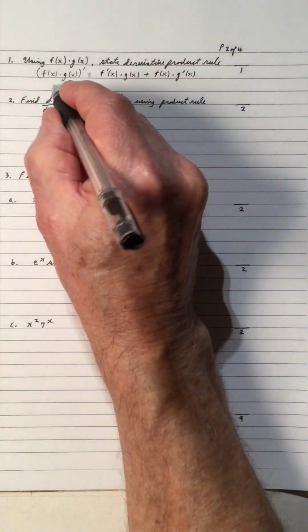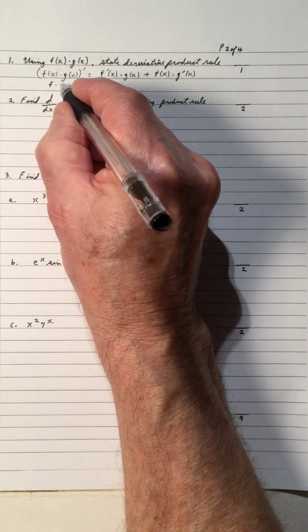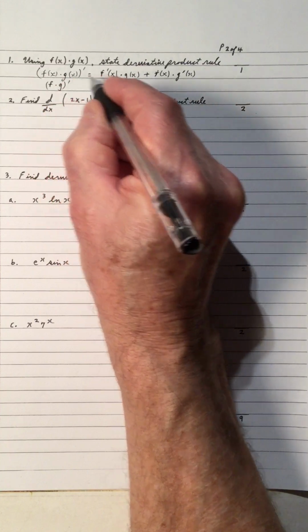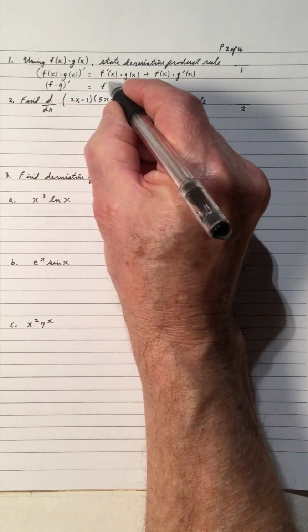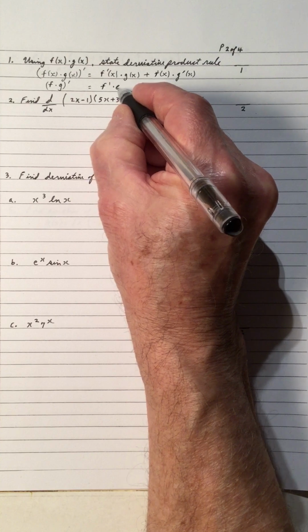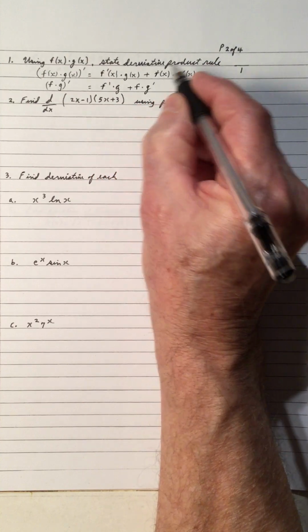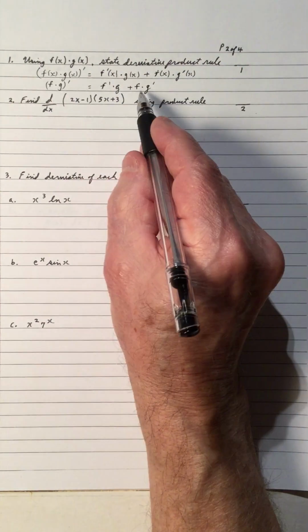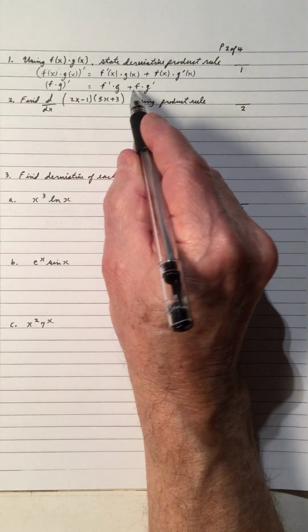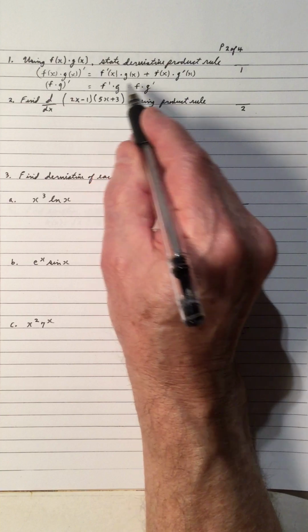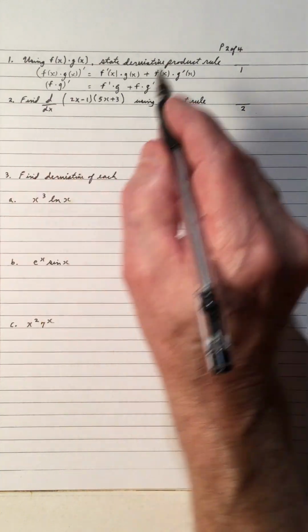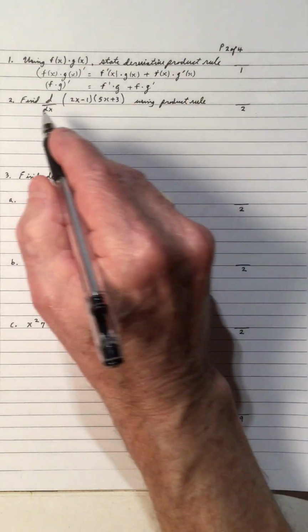So if you think about it, it's the derivative of f times g plus f times the derivative of g. And that's the way I do it. I do it this way in division 2, and I always do the derivative of f first. So if you have that down, give yourself a mark.